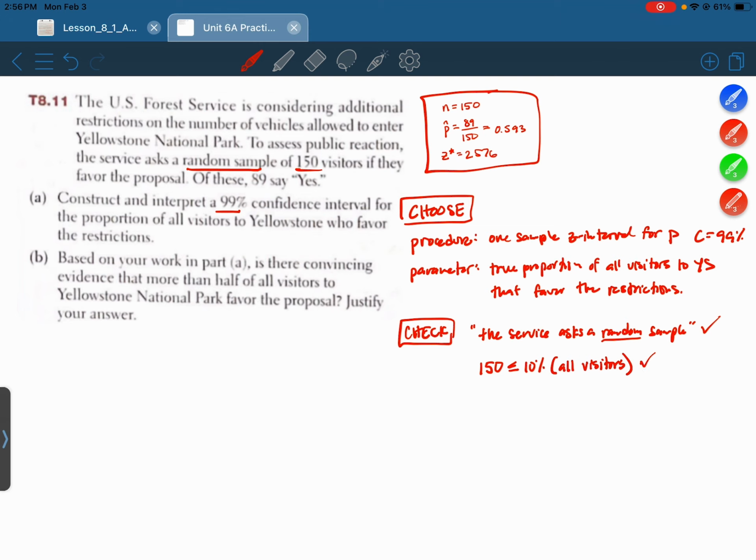The last one is the large counts condition. Here we want to check n times p hat is at least 10, and n times 1 minus p hat is at least 10. So that'll be 150 times 0.593, which is just going to equal 89. That's at least 10. And then we're going to have 150 times the complement, 0.407, and that should be 61.